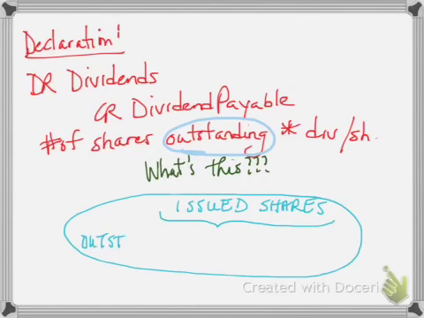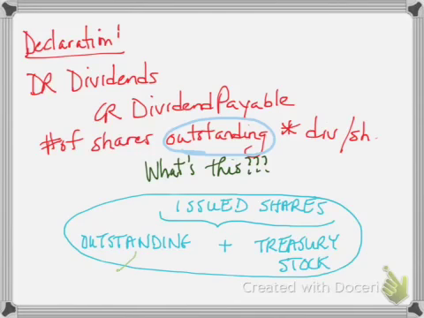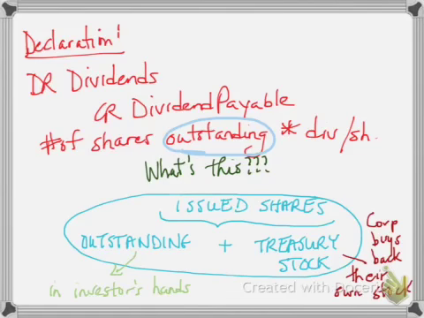Overall, we have a total number of shares that were issued. Those are the shares that may have ever been in investors' hands. And issued shares consist of two things: the shares that are outstanding plus the shares that are in treasury stock. The outstanding shares, and those are the ones that get the dividends, are the ones that are in investors' hands right now. Treasury stock are the shares that the corporation has purchased back of its own shares. So it's not an investment if a company buys back their own stock. Treasury stock is what we call it when a company buys back their own shares.